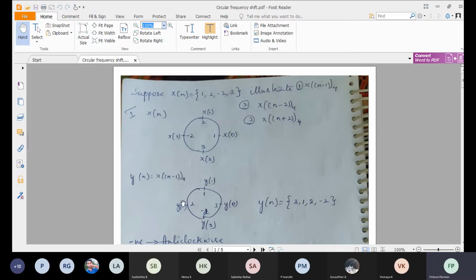So now let me put the circle. I put the circle and name it y of 0, y of 1, y of 2 and y of 3. I have made 4 parts, as they have given it is base 4, it is mod 4.